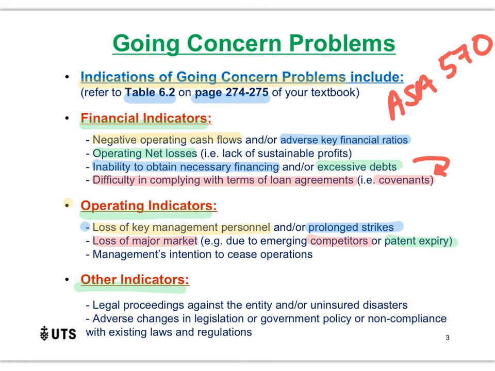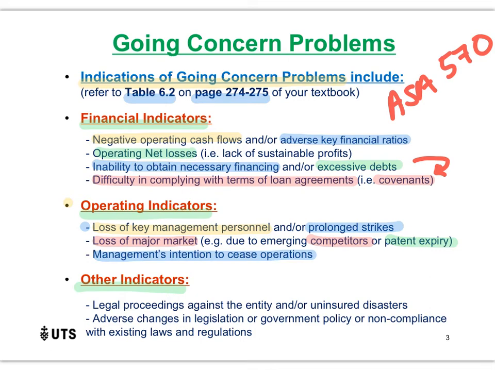Now, one thing I just want to highlight at this point is, remember what I said earlier. Going concern means the business will keep on operating into the future, right? But when the business is no longer a going concern, it's not just because they've gone bankrupt. It can also be because they're choosing to close down the business. So another operating indicator is, well, if management wants to cease operations. If they've made that decision to close down the business, obviously that's a massive indicator that the business is no longer a going concern.